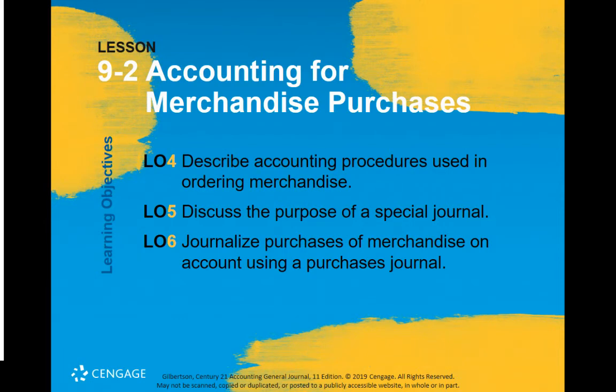Lesson 9.2 is all about accounting for merchandise purchases. So in section 9.1, we talked about that we are now adding in a subsidiary ledger for accounts payable. Accounts payable is usually going to be vendors that you purchase merchandise from that you're going to pay at a date later than when you actually receive the merchandise.